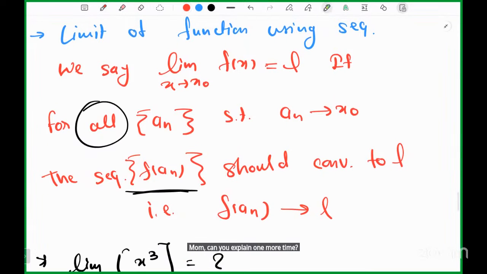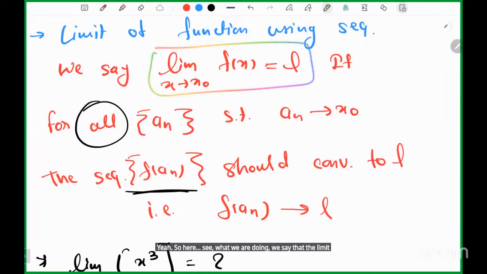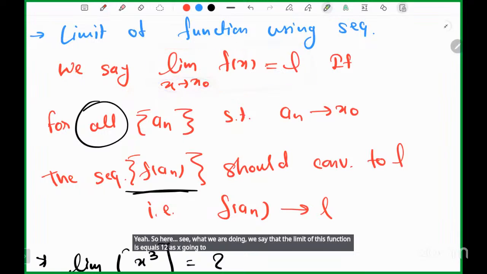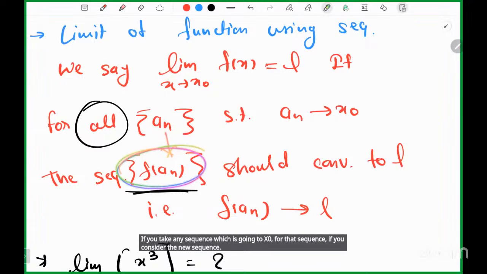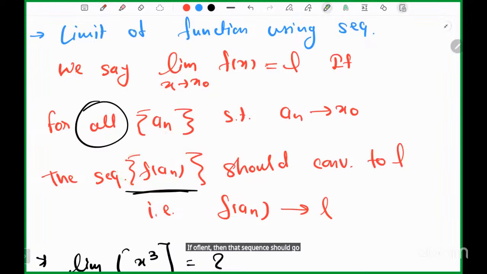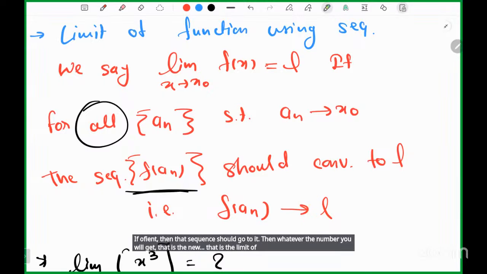Yeah. So here, see what we are doing. We say that the limit of this function is equal to L as x goes to x naught if you take any sequence which is going to x naught, and for that sequence, if you consider the new sequence f of a_n, then that sequence should go to L. Then whatever number you get, that is the limit of the function.